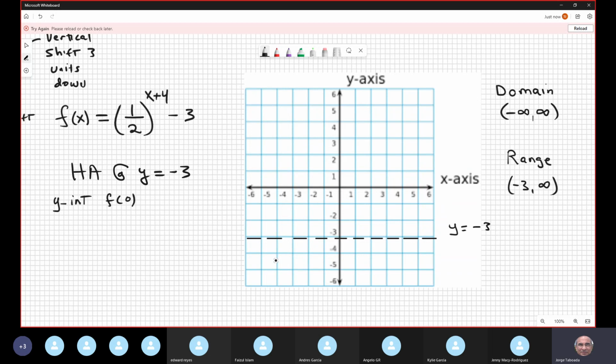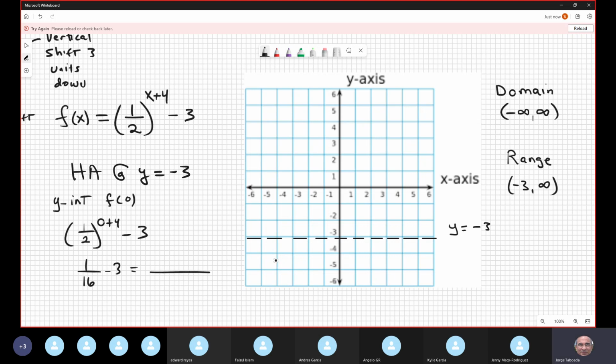Evaluate the function at 0: 1/2 raised to the 0 plus 4, minus 3. Okay, no problem. I understand. 0 plus 4 is 4. So 1/2 raised to the 4th power is 1/16, no? Minus 3.